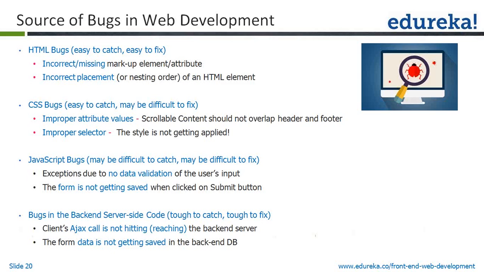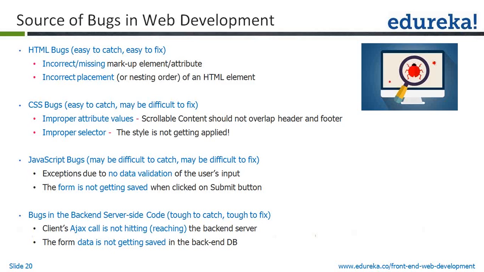And the last one, but not the least, could be JavaScript bugs. These sometimes could be difficult to catch unless you hit that sequence. But once you discover those bugs, sometimes they could be even difficult to fix as well. Some of the easy things in JavaScript bugs could be, say, once the user has entered data, you are not doing proper validation on one particular field. So that could be one JavaScript bug.